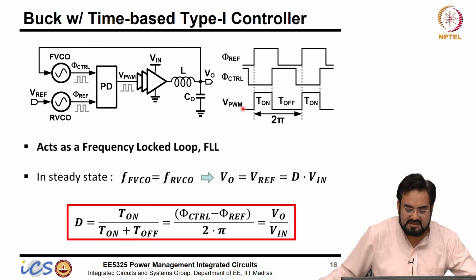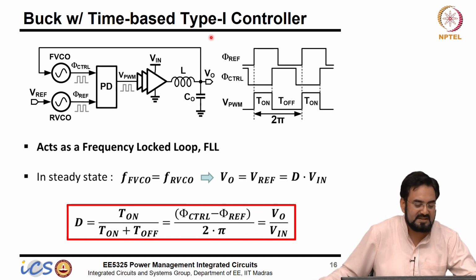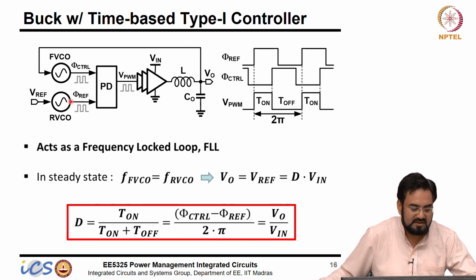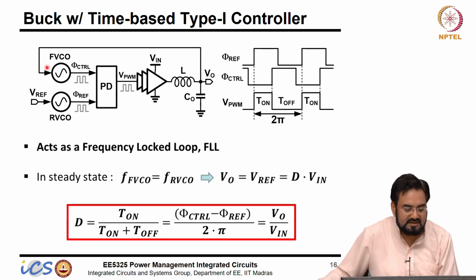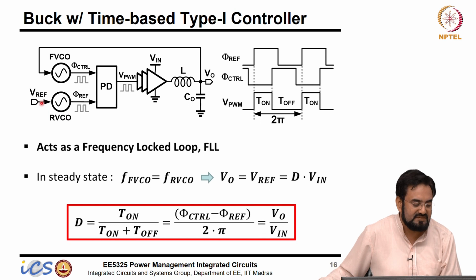Now we can easily convert the same thing to type 1. In type 1 we know the compensator is nothing but an integrator. So simply you put two VCOs, one fed by Vref, the other with the feedback. Now if there is any difference between Vref and Vout, that will get converted into a phase difference, will accumulate and will change the duty cycle. So the only condition in which these VCOs can have the same frequency is when Vref equals Vout.